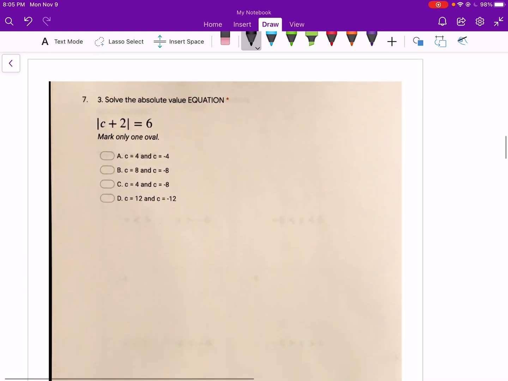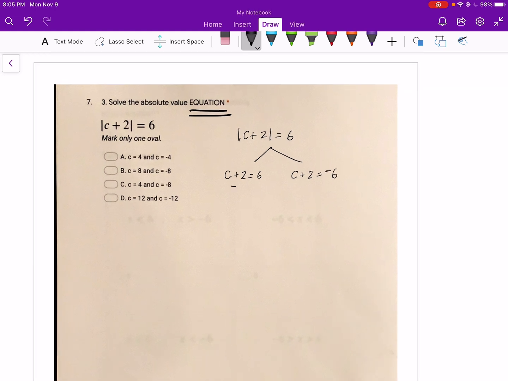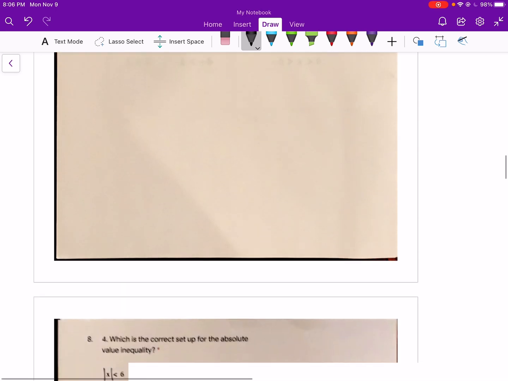All right, number 3, solve the absolute value equation. So it's absolute value, but it's an equation. And what we learned is when you have an absolute value equation, you have 2 different sets of answers, a positive and a negative. So the first one, you just drop the absolute value signs. The second one, you drop the absolute value signs and you change 6 to a negative. So now I solve. I subtract 2 and I subtract 2. So C is equal to 4. I subtract 2 and I subtract 2, and C is equal to negative 8. So the correct answer would be C. C equals 4 and C equals negative 8.